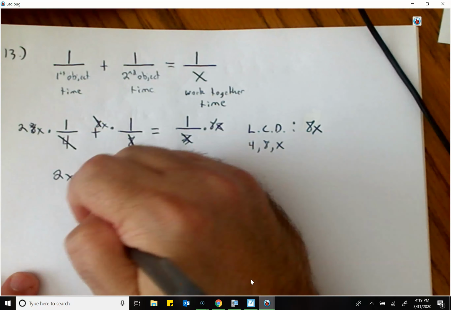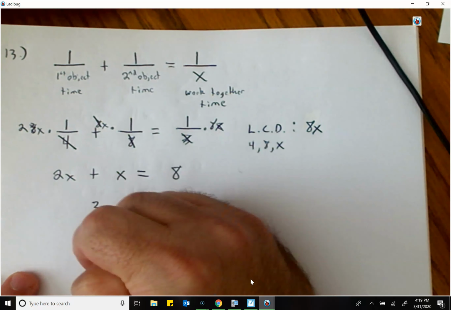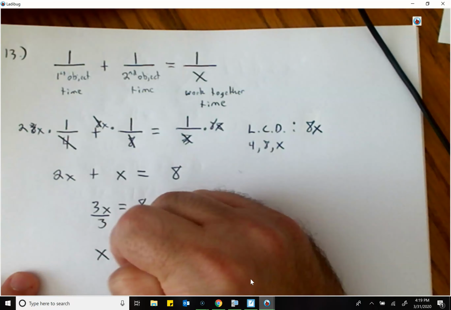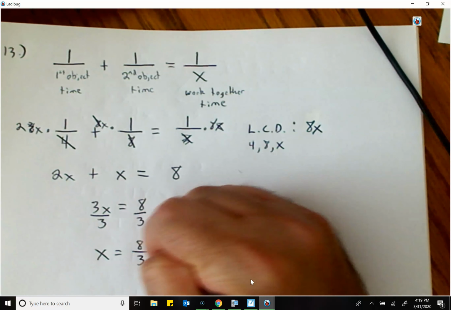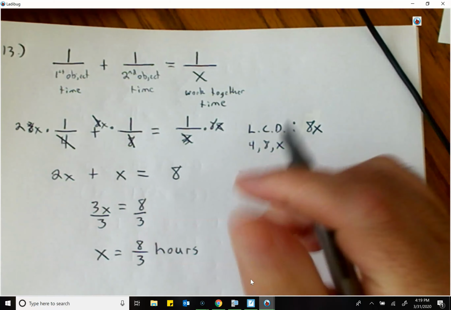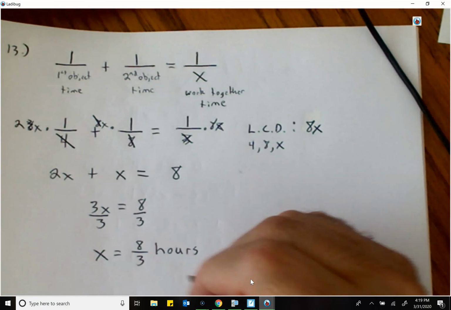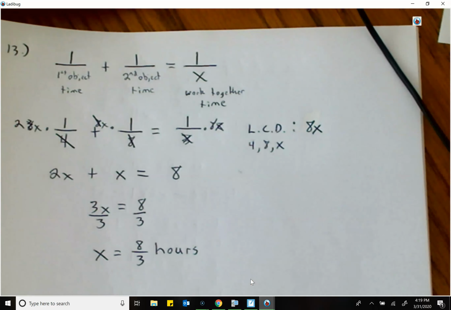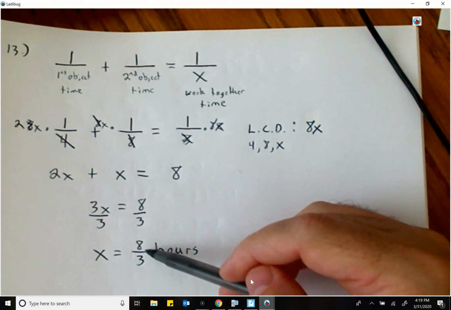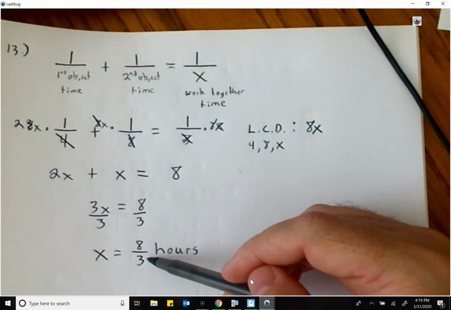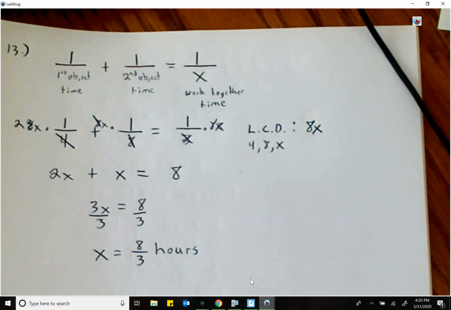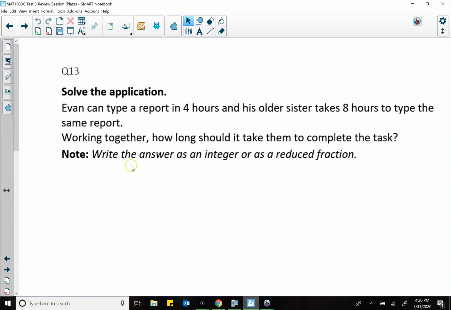How do I get x by itself? Divide by 3, divide by 3. So x is equal to 8 over 3 hours. Okay? With that being said, because this is a real world problem, I think they want the answer as the fraction, if I remember correctly. It doesn't say anything about rounding. Let me double look. Yeah, write your answer as an integer or reduced fraction. So that is our answer.